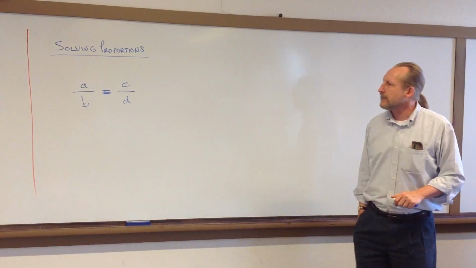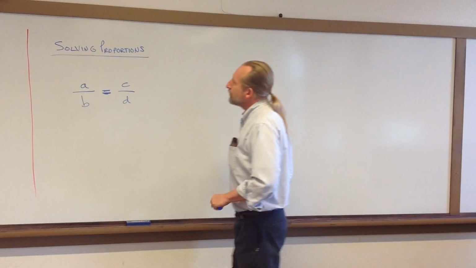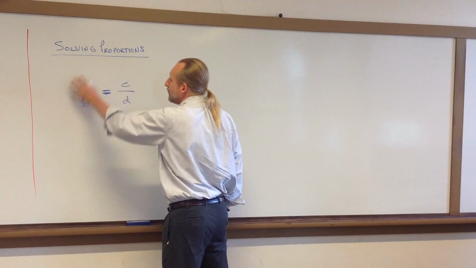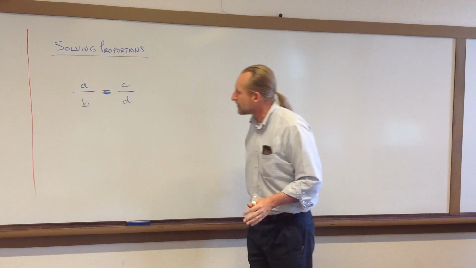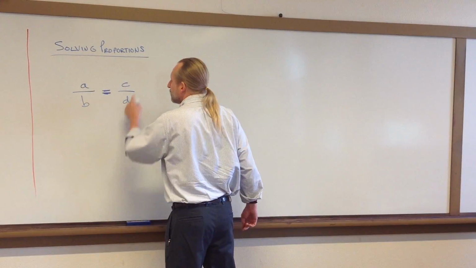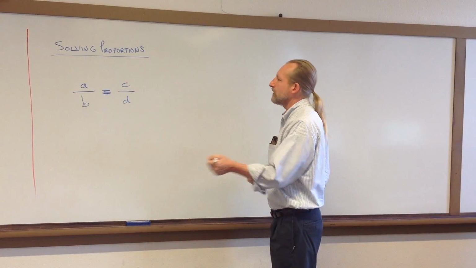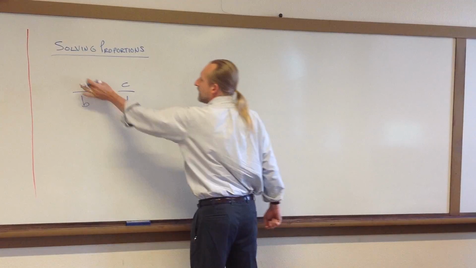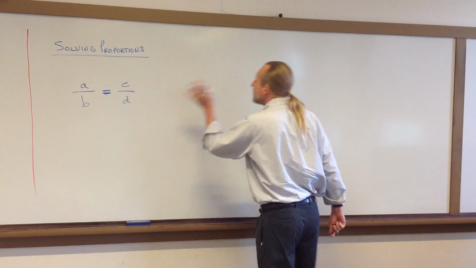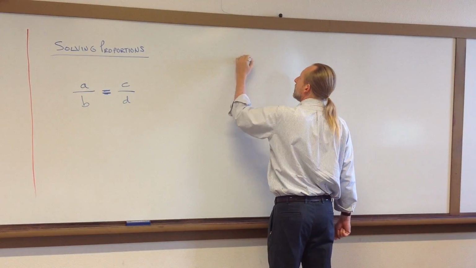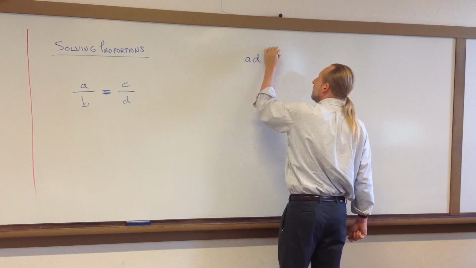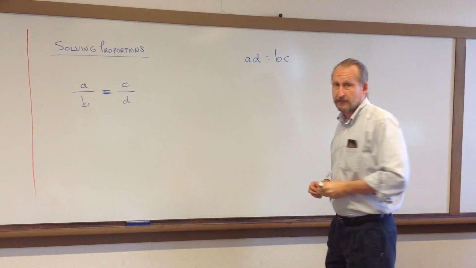The idea is that if you've got two fractions that are equivalent to each other, then if you cross multiply, those cross products will also be equal to each other. So if we know that A over B equals C over D, we can also say that A times D is equal to B times C.